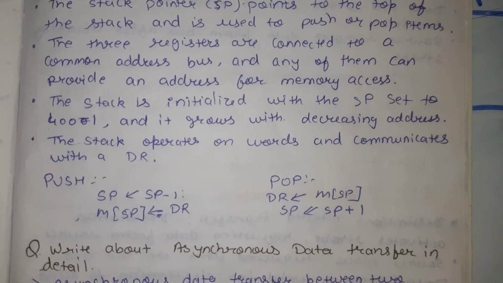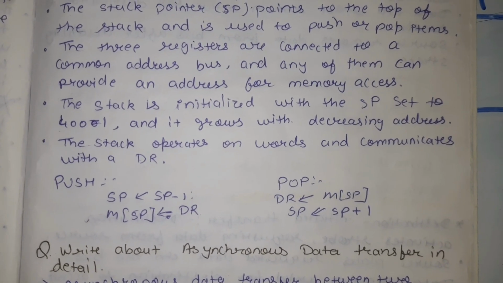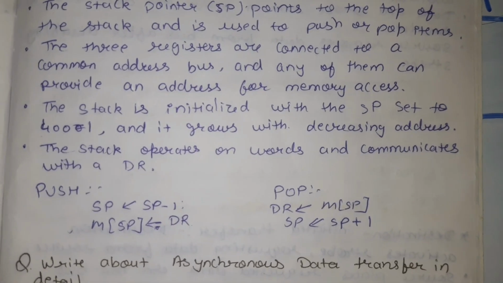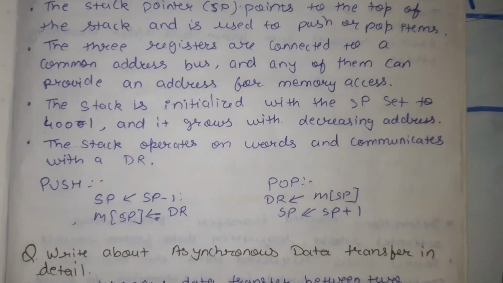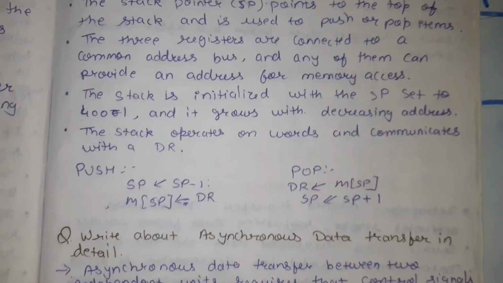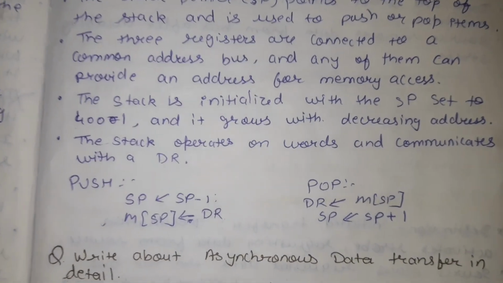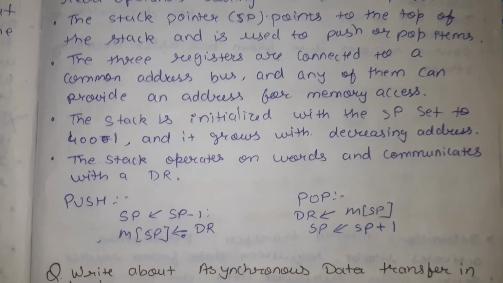So push operation will be like SP, in which SP minus 1 will be performed. After that, in the memory, the SP will be pushed by the data register, and for the pop, the equation will be like this. So that's for today's video.